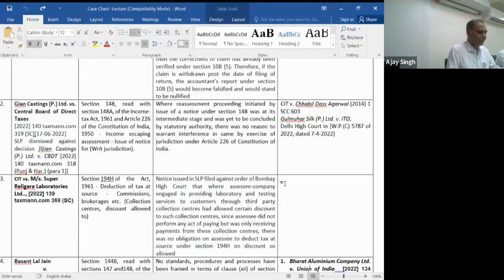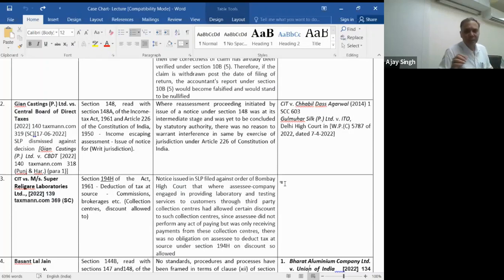So again, this decision also has to be read as being on the facts of its own case. It is not something in general that in all cases a writ petition will not be entertained. It was the facts of this case where the courts have decided.